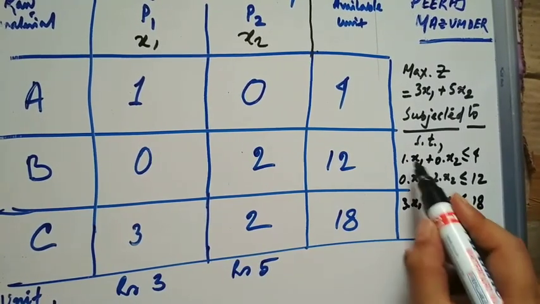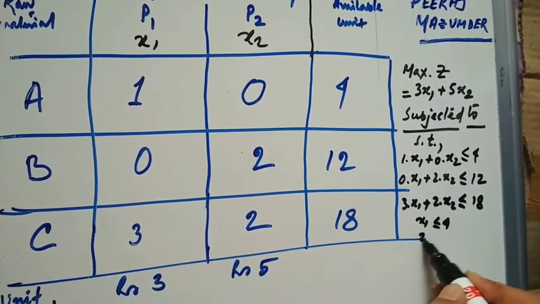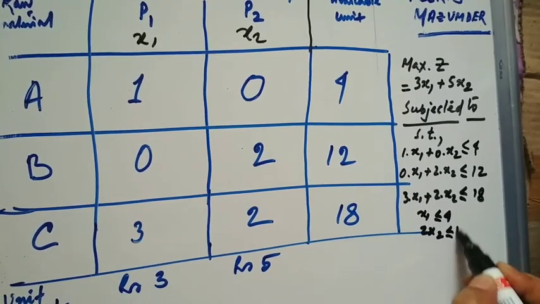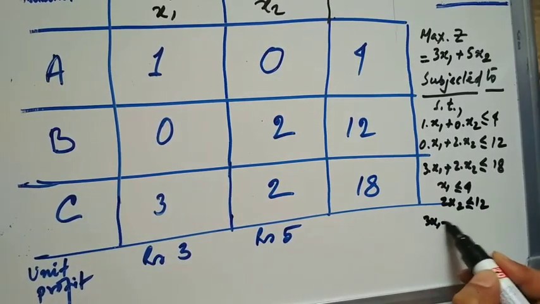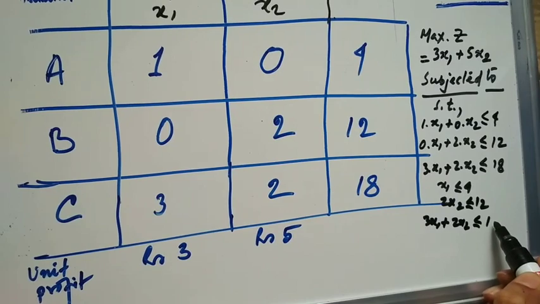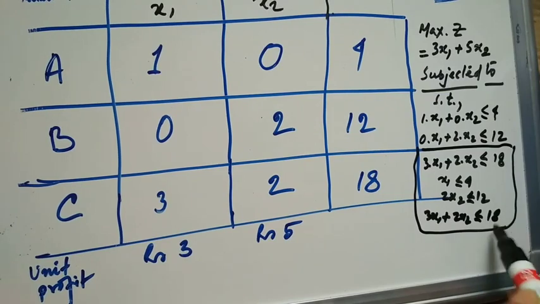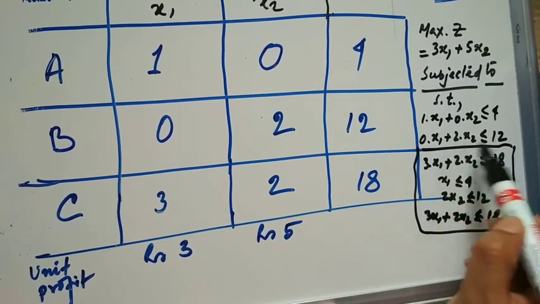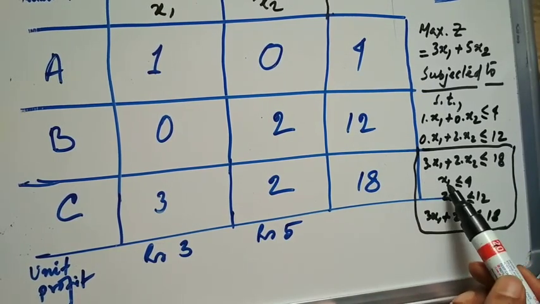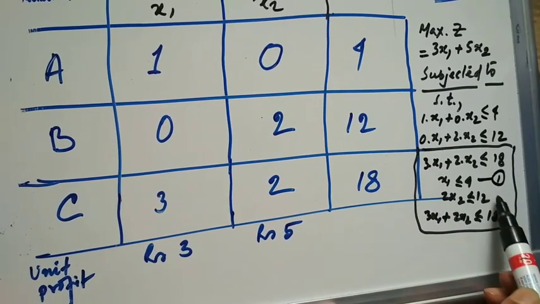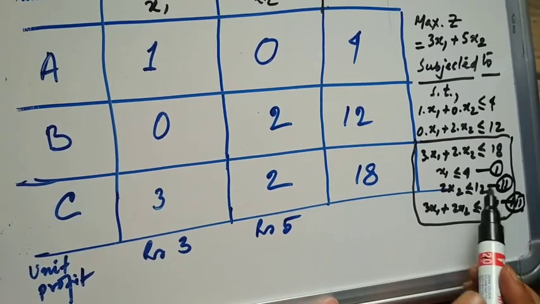Or in short form, I can write, look, x1 less than equal to 4, 2x2 less than equal to 12, okay, and this one 3x1 plus 2x2 should be less than equal to 18. Okay, so these are the constraints. We will write in this fashion only in the upcoming sessions. Okay, so this is the elaborate one, so we will write in a short form. That will be x1 less than equal to 4, that is the first constraint, second constraint is this one, and third constraint is this one.